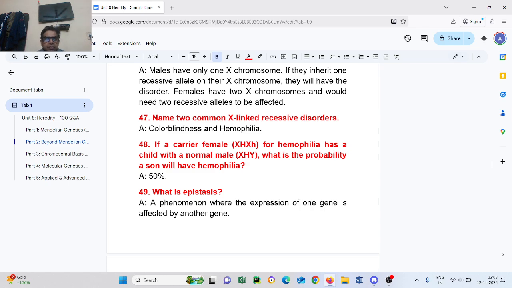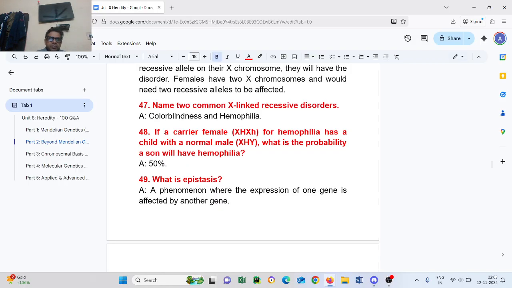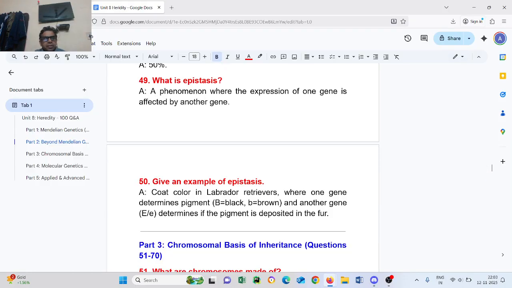What is epistasis? The phenomenon where the expression of one gene is affected by another gene is called epistasis. Question number 50. Give an example of epistasis.